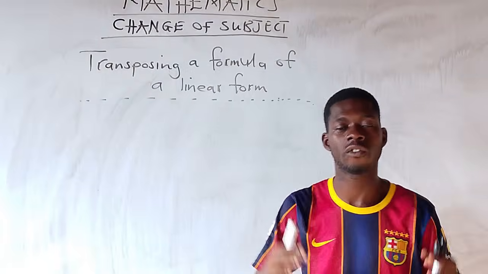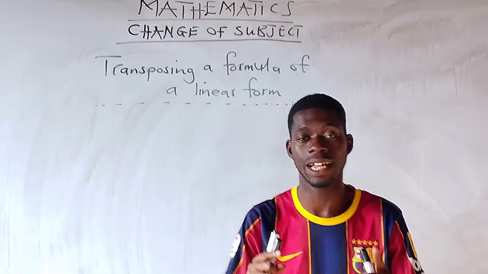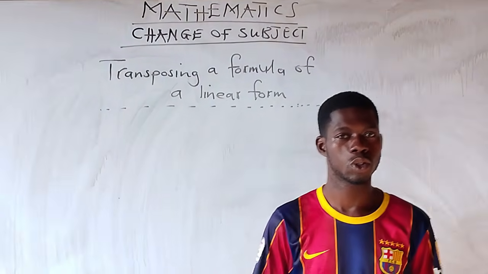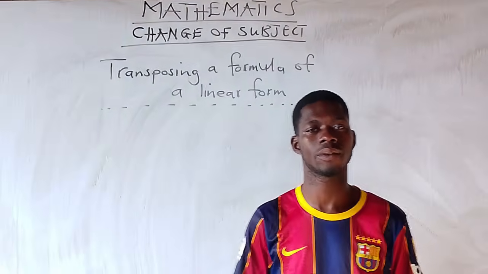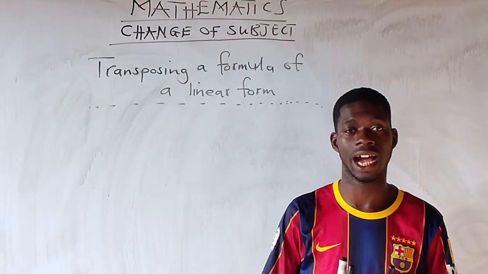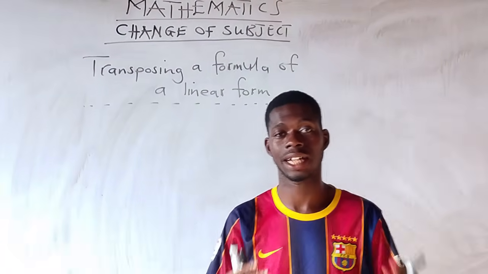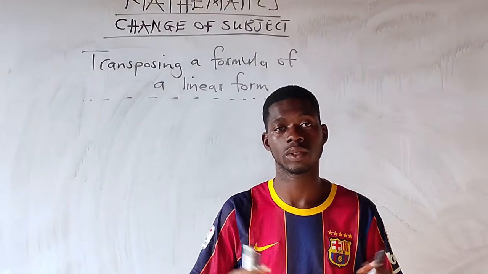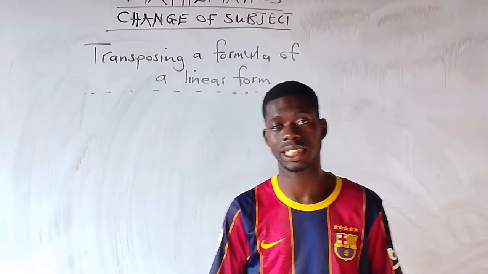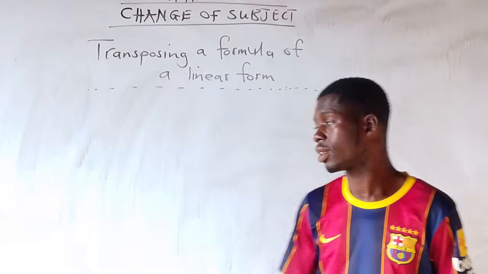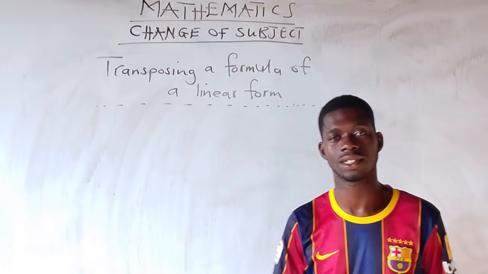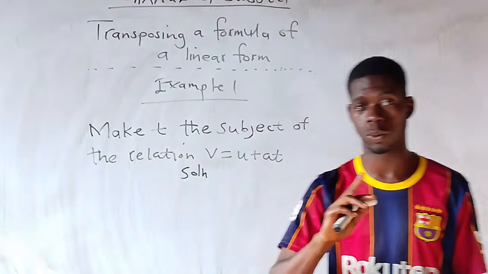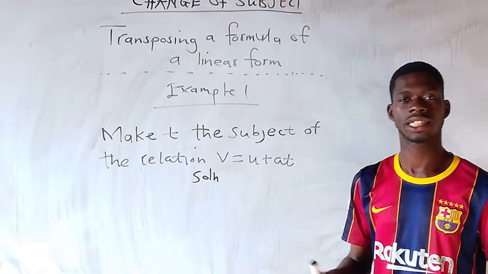So we are going to solve change of subject with the one in a linear form. Linear means line, right? After that, we move to the one in a bracket, or the one in a square root. So pay attention, so that we're going to grab everything.